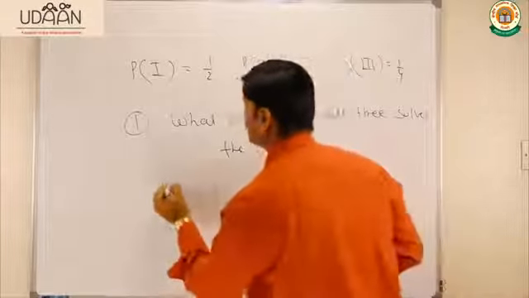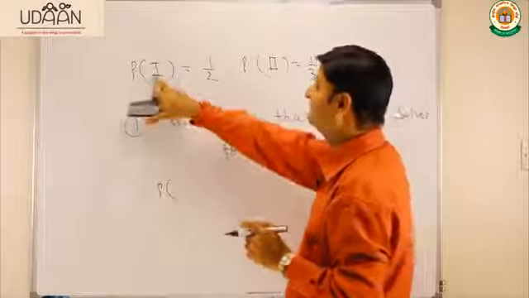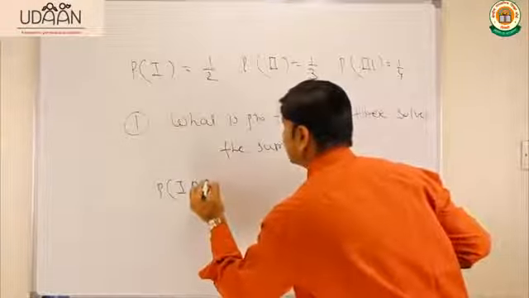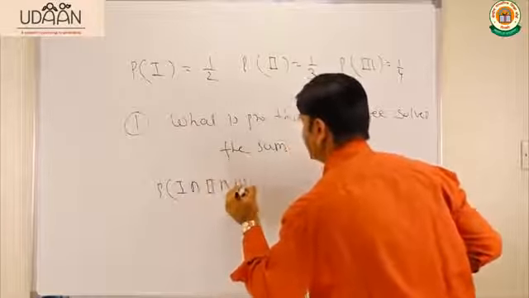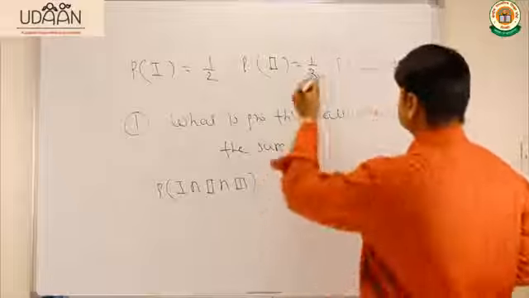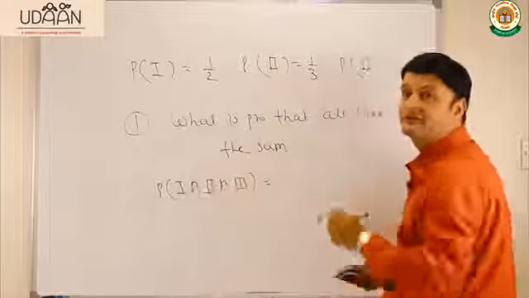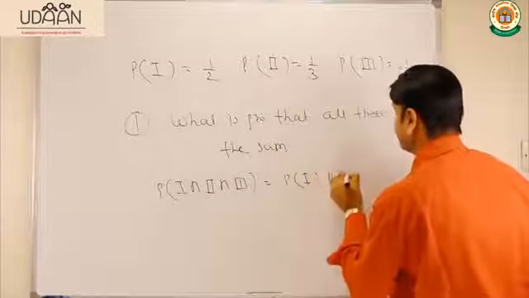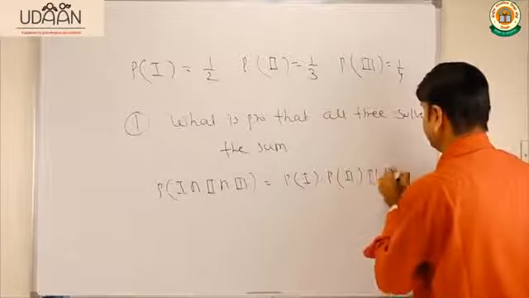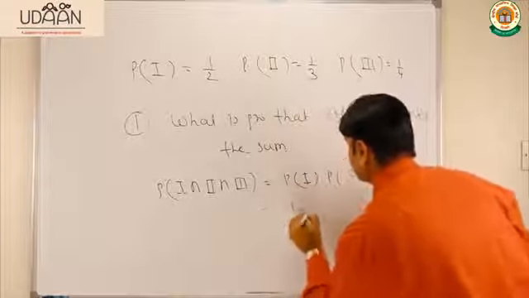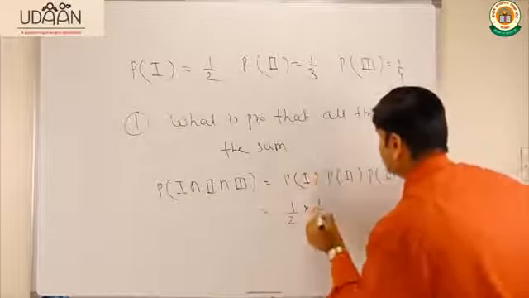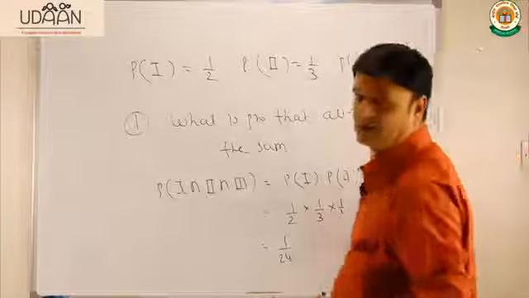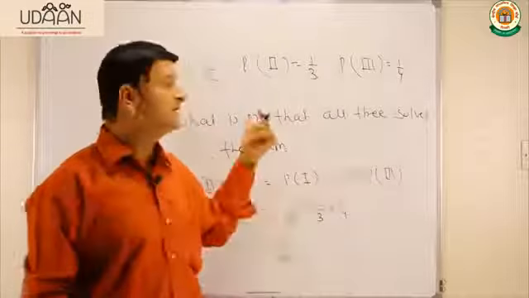Now I have to find the probability in mathematics. Student 1 solved, and, intersection, student 2 solved, and student 3 solved the sum. For independent events, we learned the formula: it is equal to P of the first event into probability of the second event into probability of the third event. So it is 1 by 2 into 1 by 3 into 1 by 4. If I multiply, I get 1 upon 24. This is the sum based on independent events.